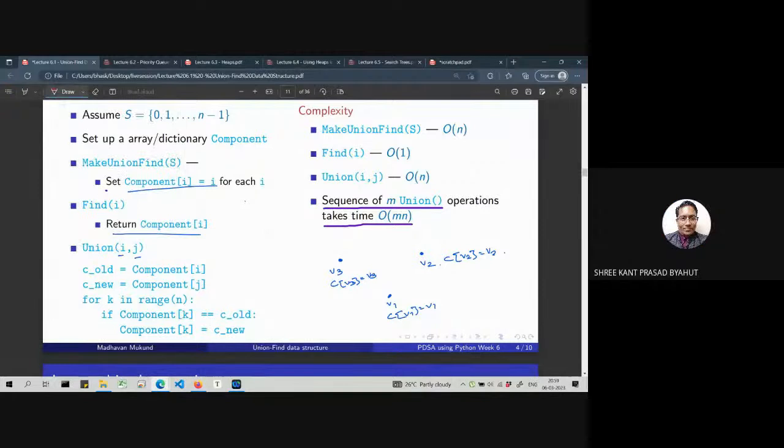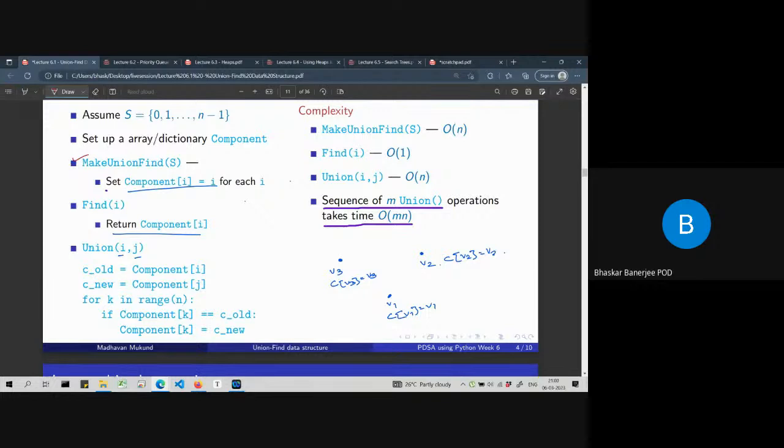So yeah, it would be fine. These are the different colors. These are the initial things that were done by the make union find operation. After that, let's say I want to join V1 and V2. With respect to Kruskal's algorithm, when I get the smallest edge that joins V1 and V2, my first step is to join V1, V2.